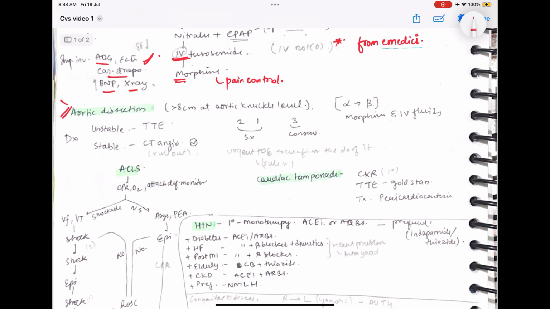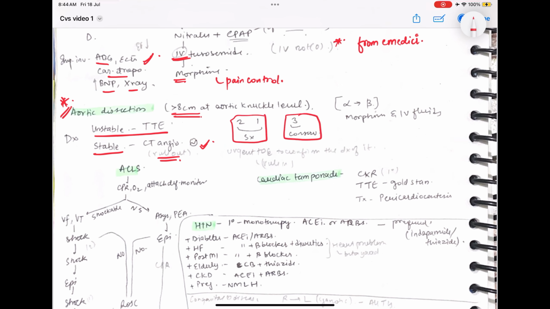Then we have aortic dissection. For aortic dissection, in a chest X-ray, you'll be seeing a more than 8 centimeter aortic knuckle. And then for the diagnosis, if the patient is unstable, then we have to do transthoracic echo, and if the patient is stable, then we'll have to do CT angio. And it is a rule out approach.